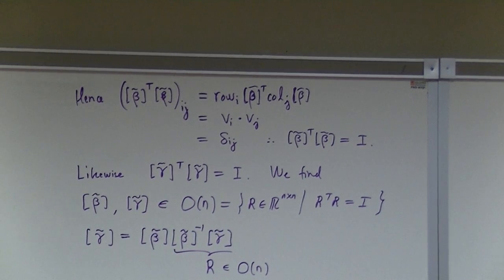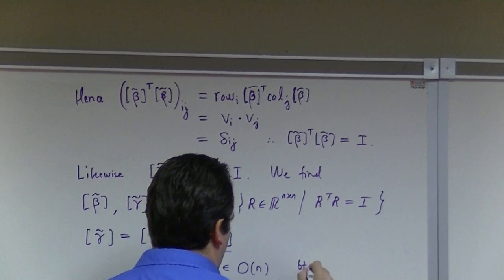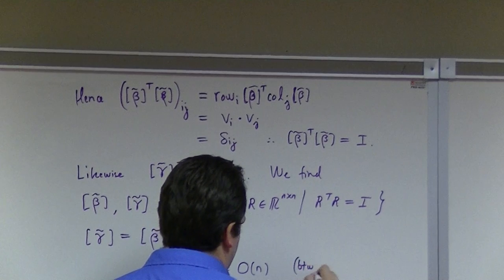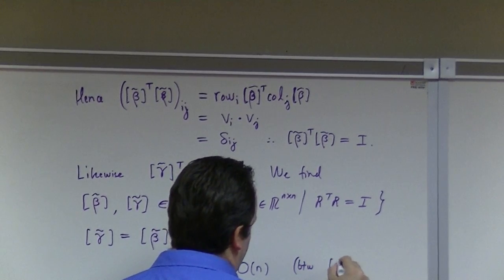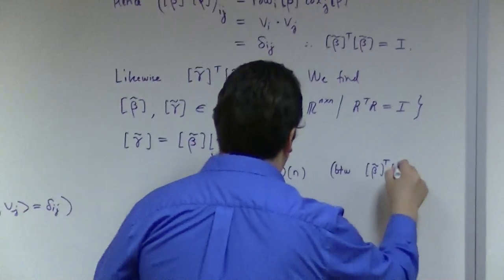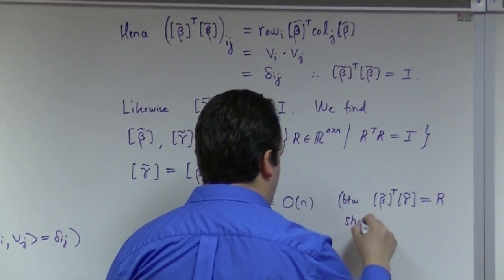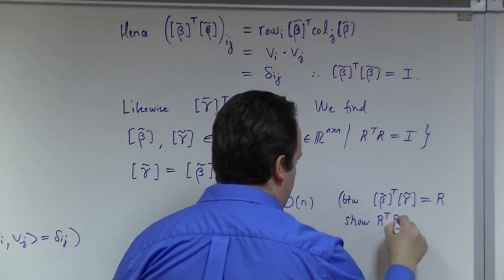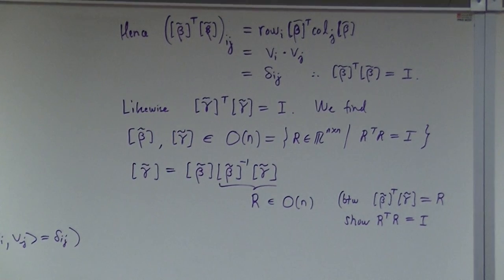You can prove that the transpose of that matrix, well, first of all, because beta tilde is orthogonal, we already know that beta tilde inverse is just beta tilde transpose. So beta tilde transpose times gamma tilde is actually equal to R. So you can show that R transpose R is equal to the identity. That's a short exercise. It's not hard to do.